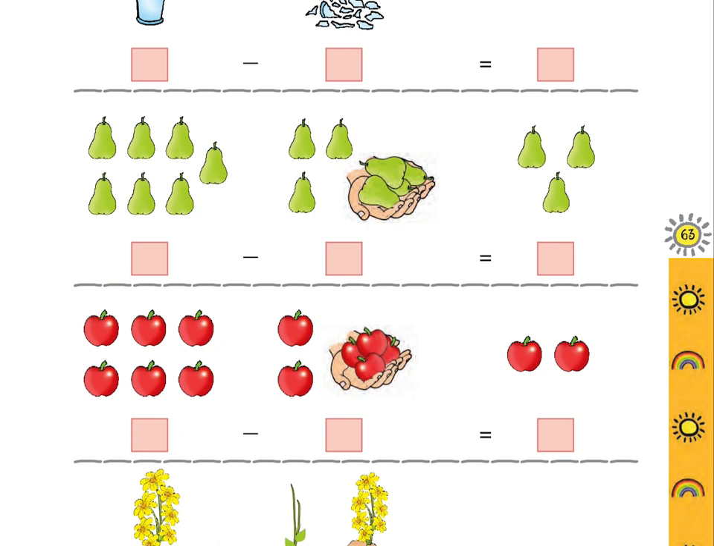Part 3, Picture 1 shows 6 apples. Write the number of apples in the empty writing space below the picture. Picture 2 shows 4 apples are taken away. Write the number of apples taken away in the empty writing space below the picture.